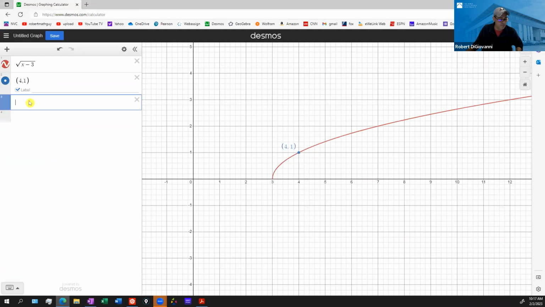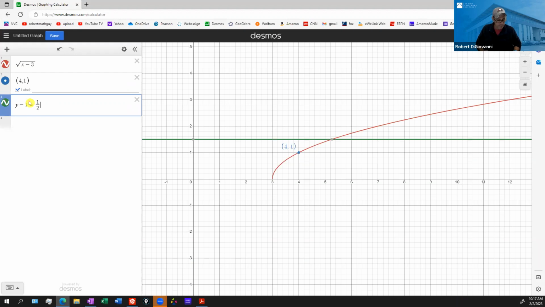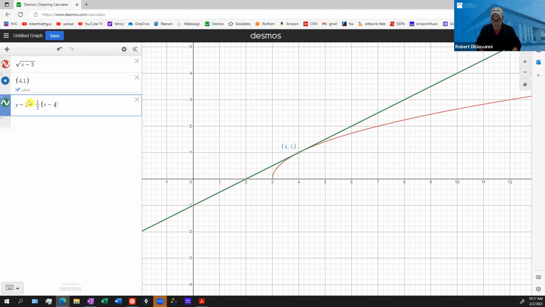Let's check our answer. Let me graph that. I'm going to see if it looks like we got it right. Y minus 1 equals 1/2 (x minus 4). There we go. Does that look like the tangent line to you through that point?